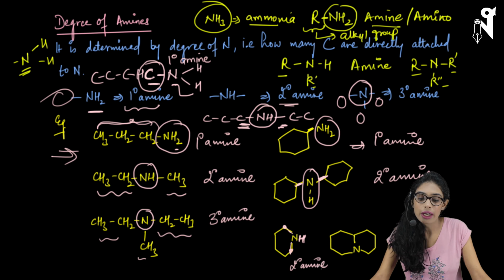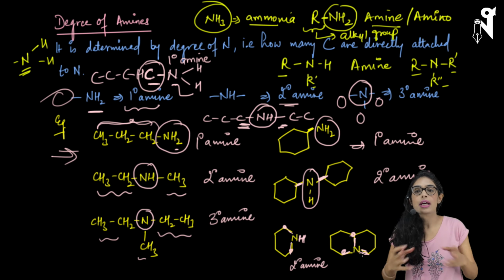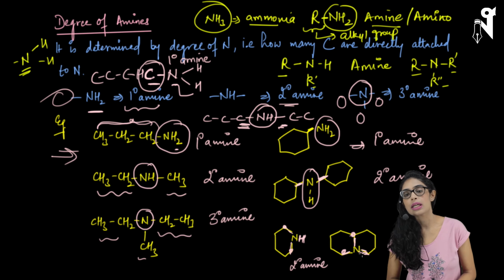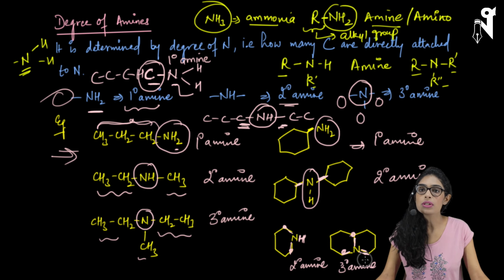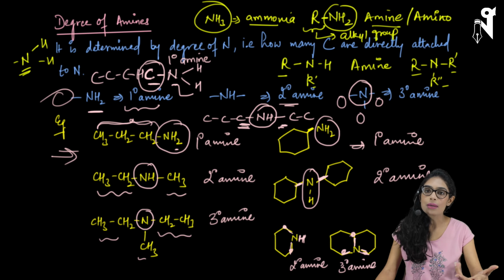Now here if you look, nitrogen has formed three bonds with three carbons or carbon chains, though these are connected and forming the cyclic ring, but all the three bonds are linked to the carbons, and hence this compound will be called a tertiary amine. So that's how we figure out the degree of, at least, these compounds.